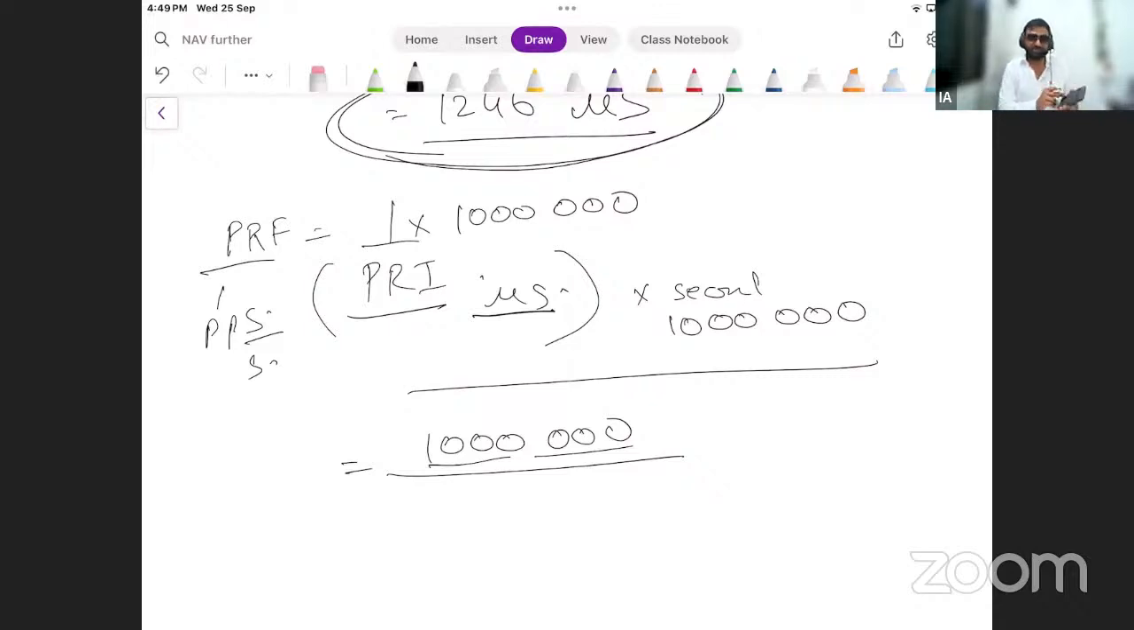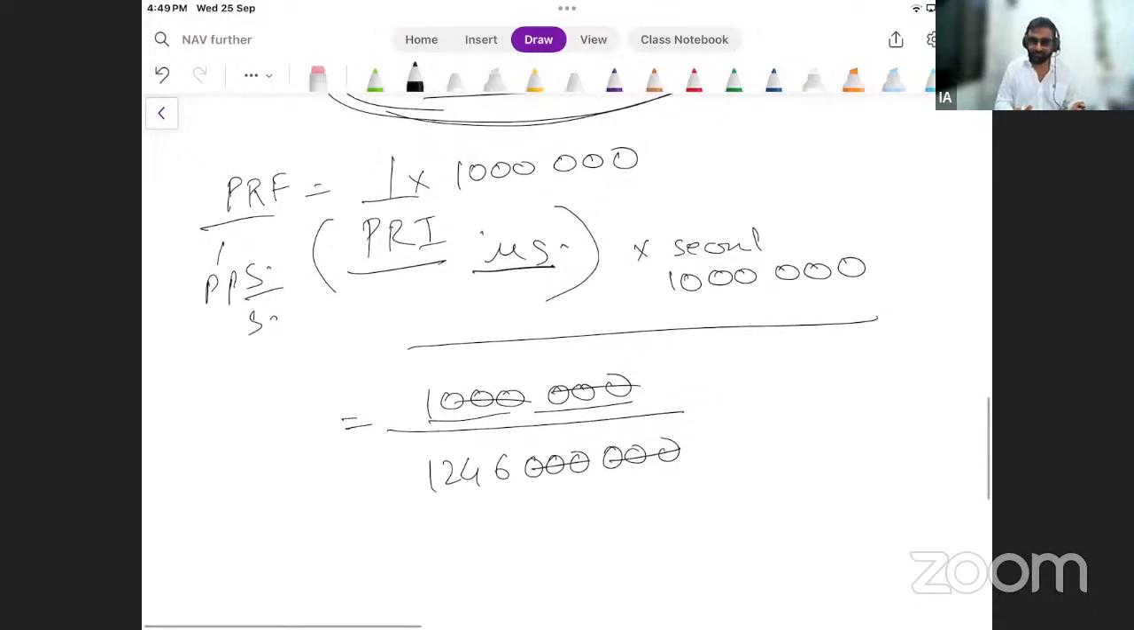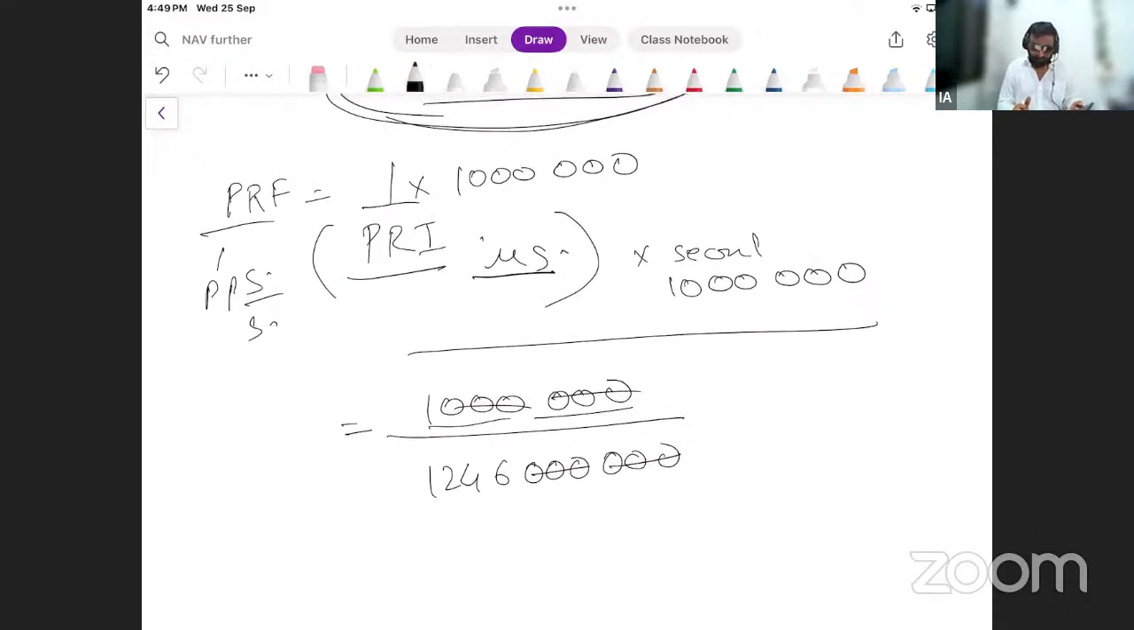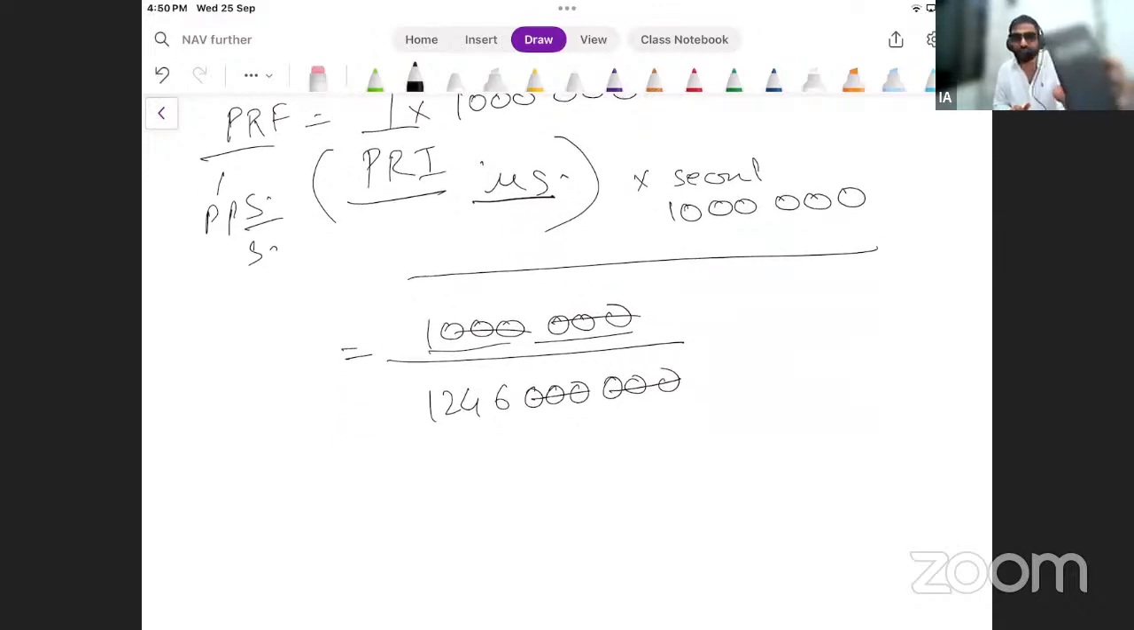So we'll use the scientific calci. 1246 I already have into 10000000 is equal to a very long number, which is 12460000000. If I see, the fraction that I'm getting is the same. So if I solve this on my scientific calci, 1 divided by 1246, what do I get? I get a value. Check this out clearly.